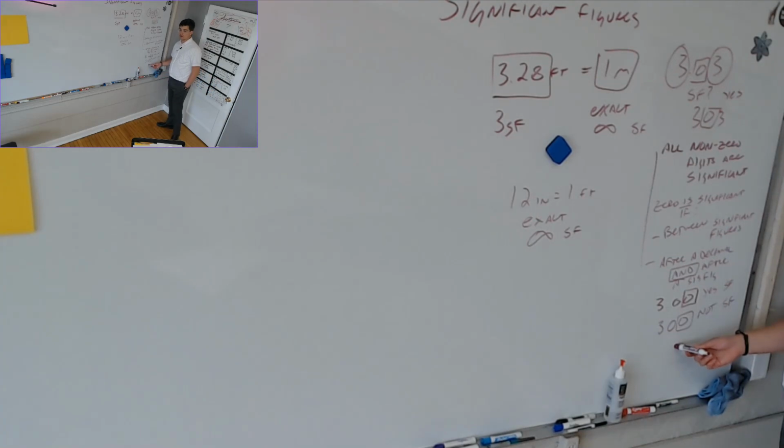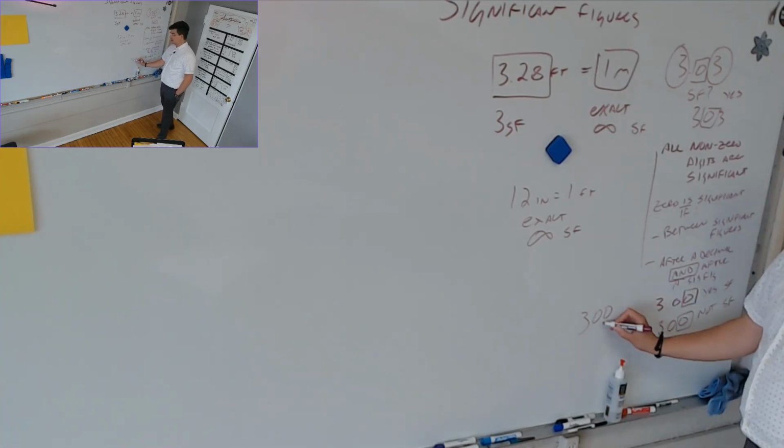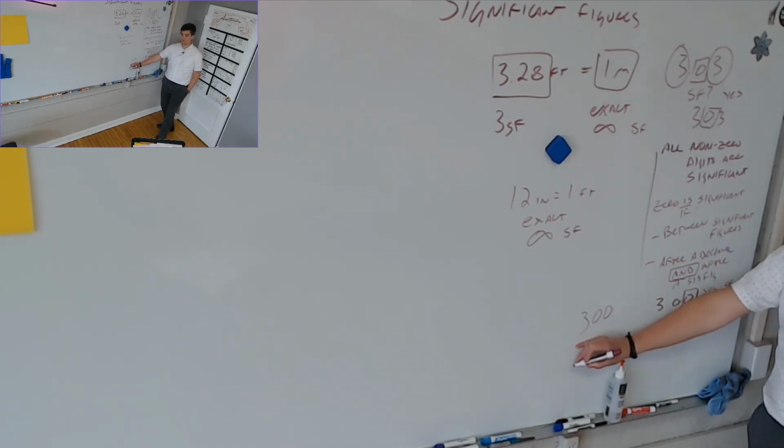But if it's only after a sig fig or only after the decimal, it's not significant. It does need to be there because what is this 0 acting as? You've heard it's a placeholder. This tells us that it is 300. We can't just write this. That's not 300. This tells us that it is the hundreds spot, but this is only accurate to the nearest 100.